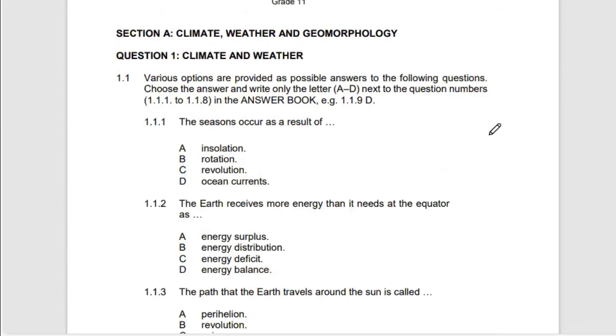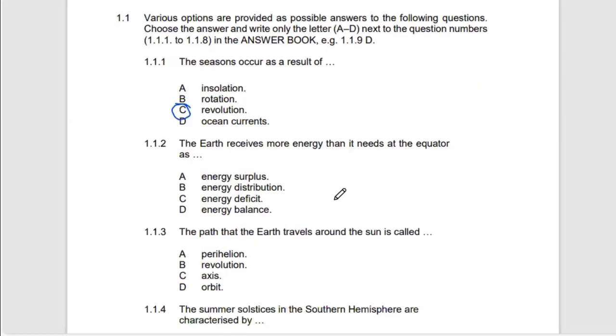It's a multiple choice question, number 1.1.1. What causes seasons? That's the question in simple understanding. For us to have summer and winter, autumn and spring, what is the reason? Seasons are generated because of the revolution of the earth. As the earth revolves along its path, the distance from the earth to the sun differs along the elliptical path. As a result, we have differences in weather conditions that give rise to seasons. So it's C, which is revolution.